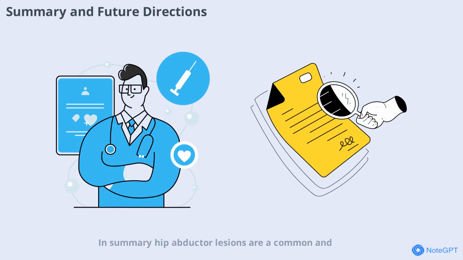In summary, hip abductor lesions are a common and often under-recognized cause of lateral thigh pain, particularly in older women. Accurate diagnosis relies on a combination of clinical assessment and advanced imaging, with MRI playing a central role. While most cases can be managed conservatively, surgery is reserved for those with persistent symptoms or significant tendon damage. Choice of surgical technique depends on the chronicity of the lesion, muscle quality, and patient-specific factors.